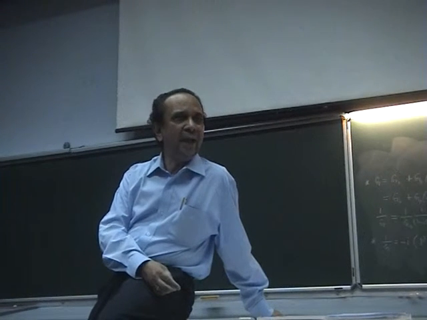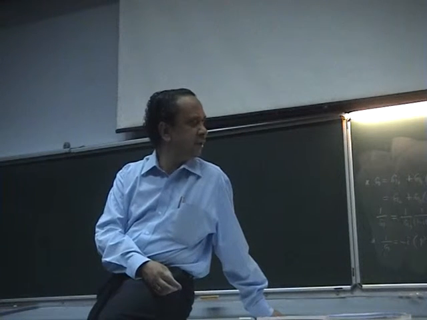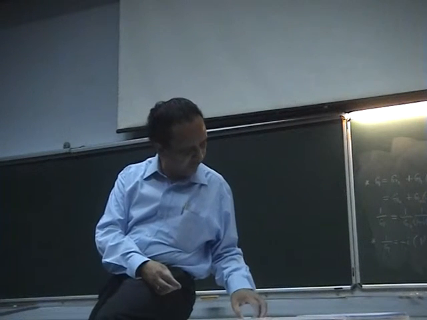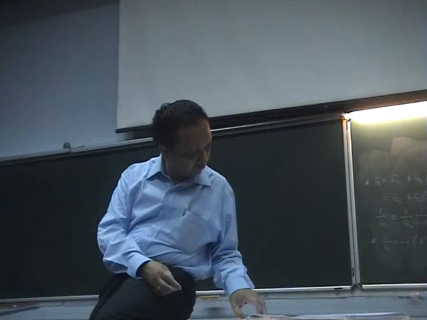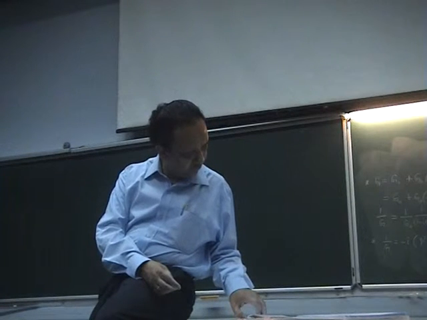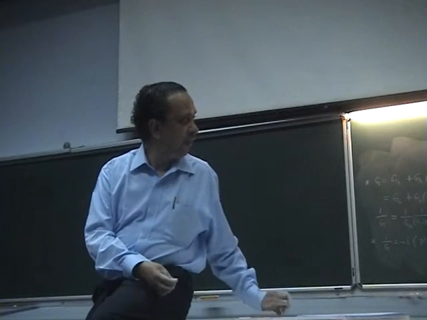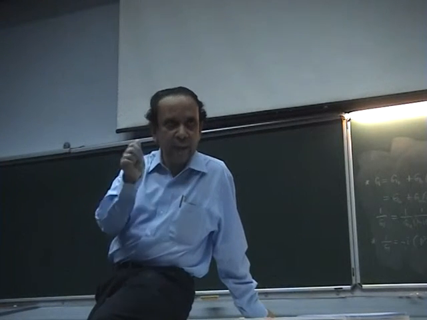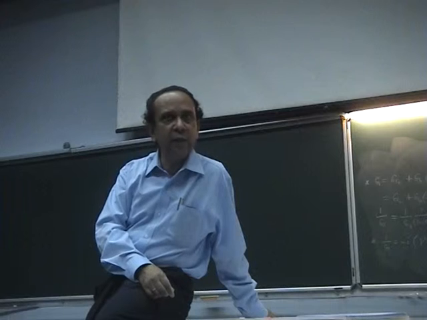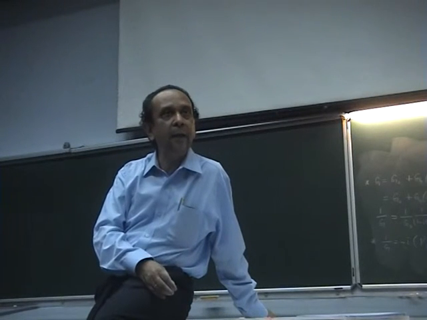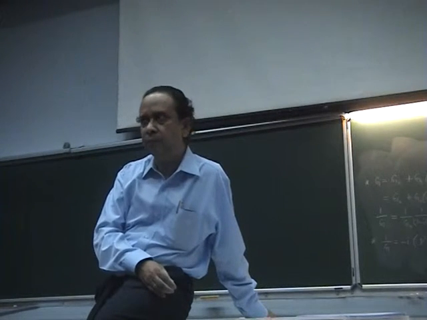So I remember the result as 3 over 16 pi squared. I think that is correct. Let me just check. Yeah, that is correct. 3 over 16 pi squared, when you do the running with respect to log mu, is the correct coefficient. That is what you would have got even earlier.